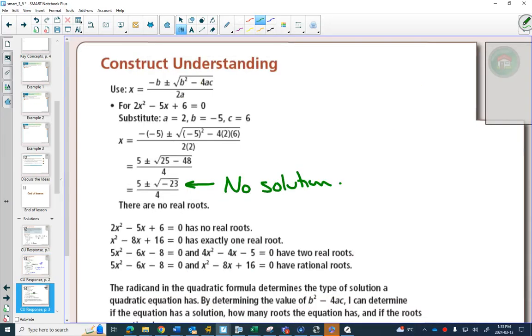And whenever we get a square root of a negative, that's impossible. That's going to be no solutions.